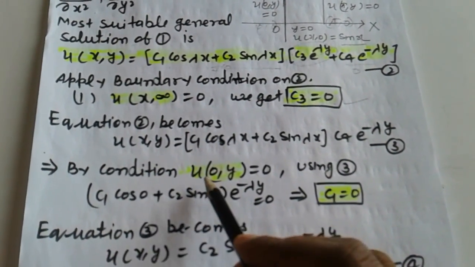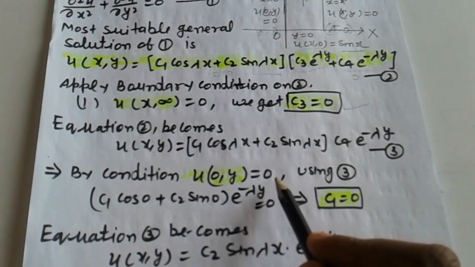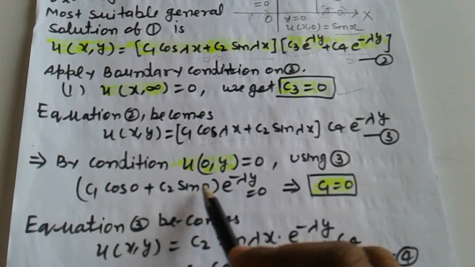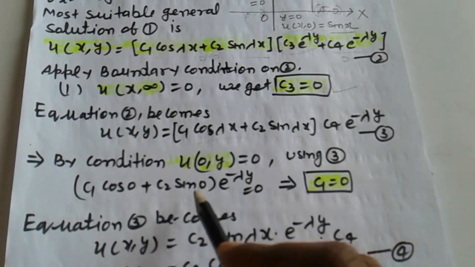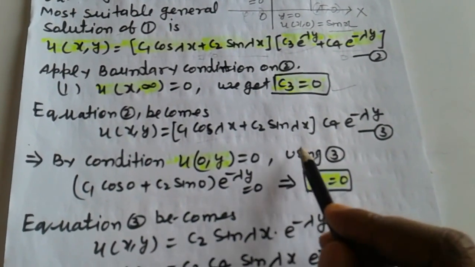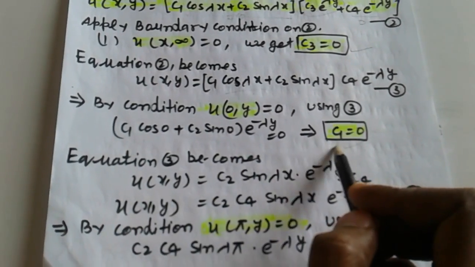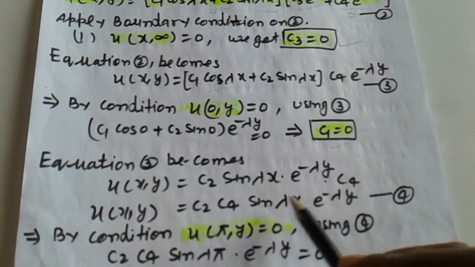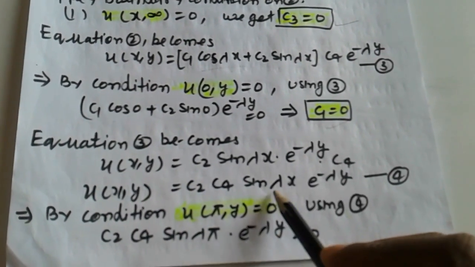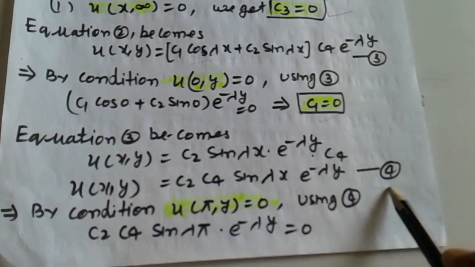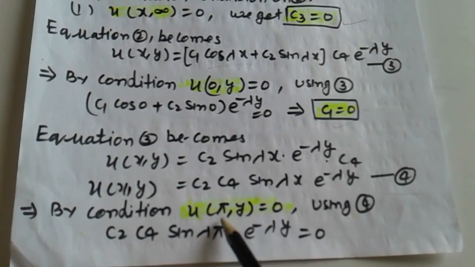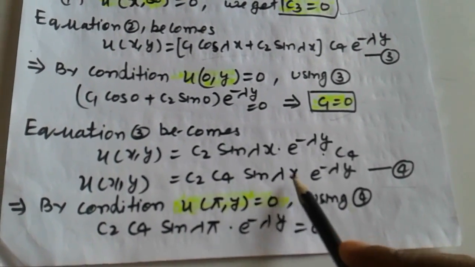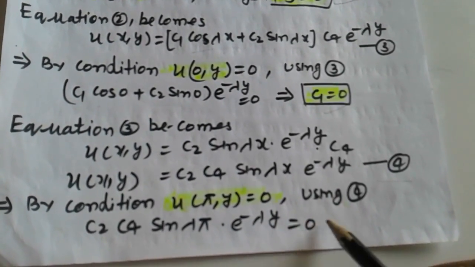Again apply the boundary conditions, u(0, y) = 0 means putting x equal to 0, so c1 cos 0 plus c2 sin 0, times e raised to minus lambda y, becomes c1 equal to 0. Again equation 3 becomes, putting the value of c1 equal to 0, u(x, y) = c2 c4 sin lambda x e raised to minus lambda y. This is equation number 4.